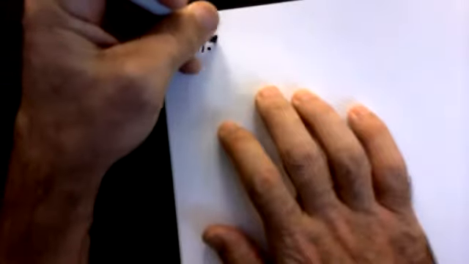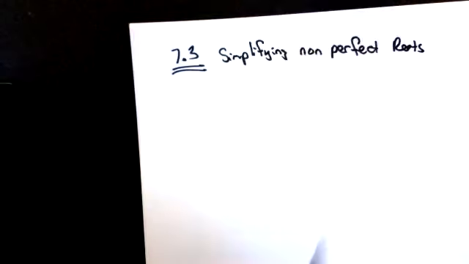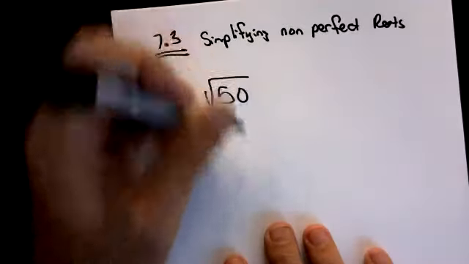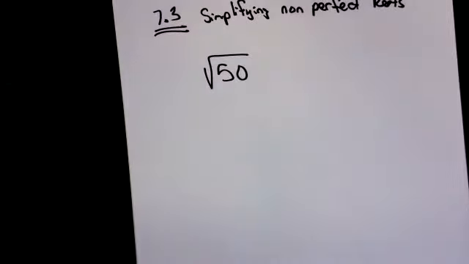All right, that's 7.1. I'm actually going to jump in order because I want to go to 7.3, because 7.3 does a lot of the same stuff, but instead of always being perfect squares, 7.3 deals with simplifying non-perfect roots. For example, if they told me to give the square root of 50.